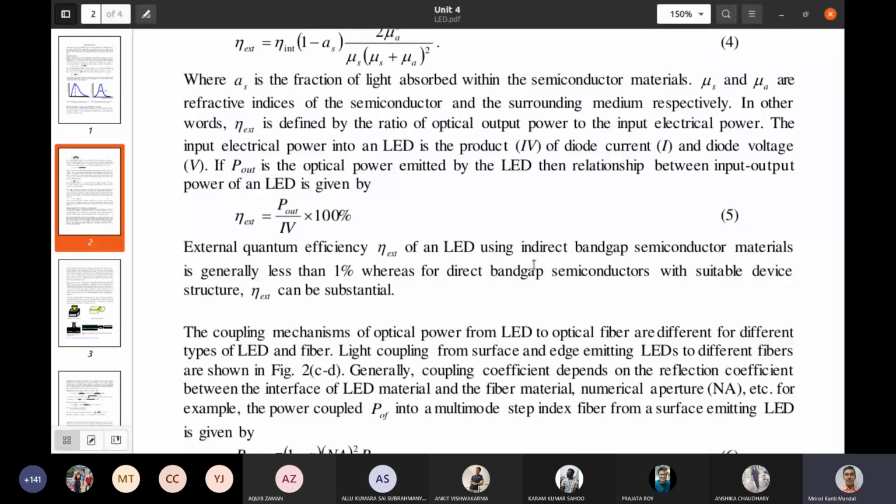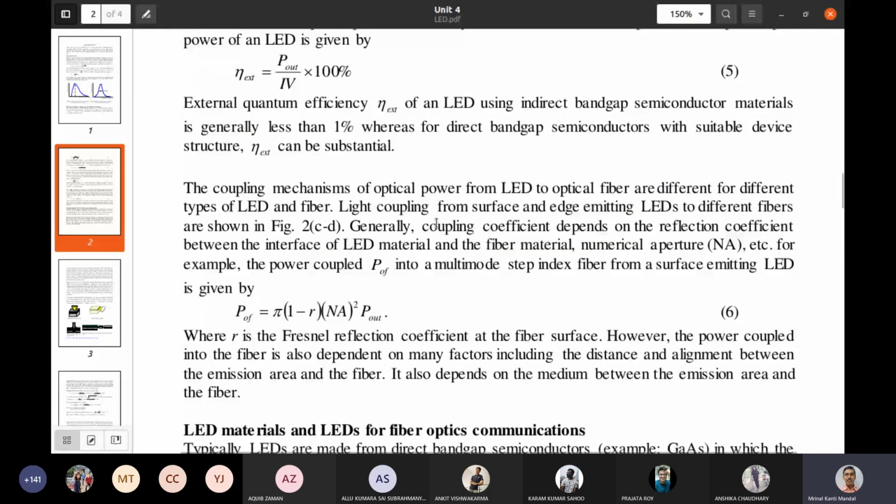Now, after getting this quantum efficiency, we need to couple this optical power for fruitful application in optical communication, in sensing application, or any other application, or in case of lighting technology also. The coupling mechanism of optical power from LED to optical fiber is different for different types of LED and fiber. So if different types of fiber and different types of LED, the coupling mechanism is different.